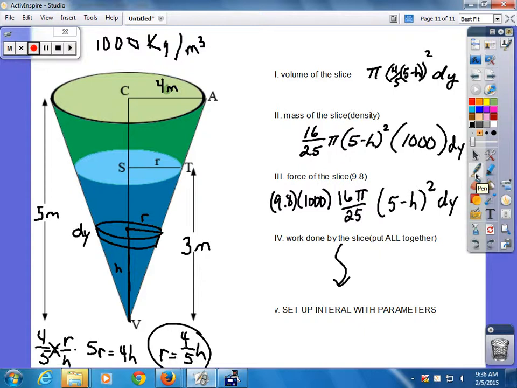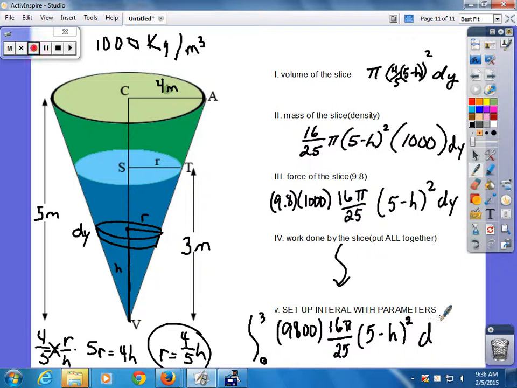I'm going to let y'all come up here and draw on this line. What do y'all think? No. 9,800. I'm just going to do this. 9,800 times 16 pi over 25 times (5 minus H) quantity squared, dy, dh. I don't care. Let's see, I'm going to change this to x. You can have h dh, you can have y dy.